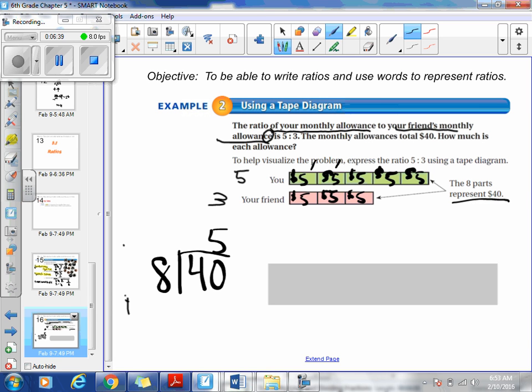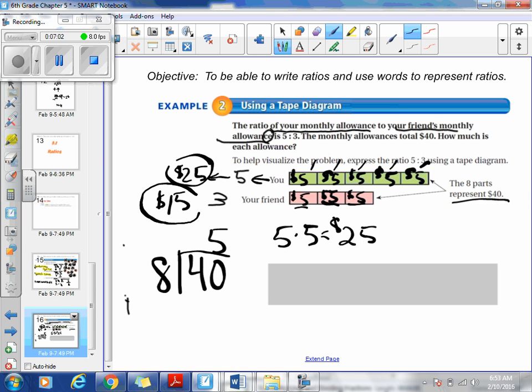If you have 5 parts and they're each $5, for you we take 5 times $5, and we get $25. So you, lucky person, get $25 in allowance this month, and your friend only gets 3 times 5, which is 15. Then we can check: does your allowance plus your friend's allowance really equal the $40? 25 and 15? Yes, it does. So we did that one correctly.